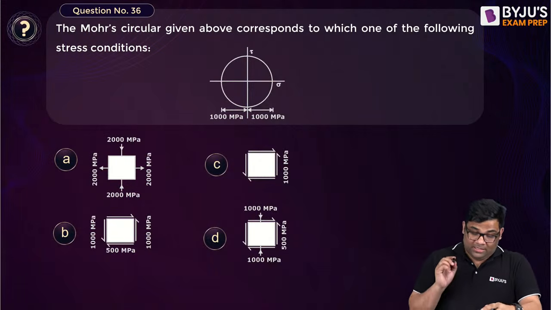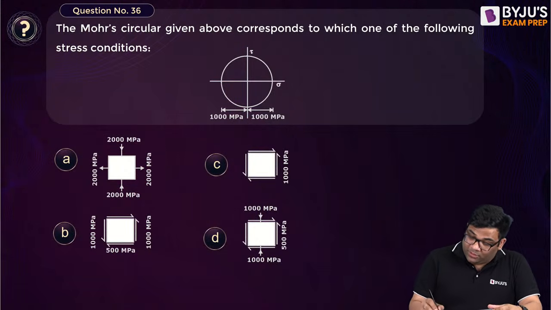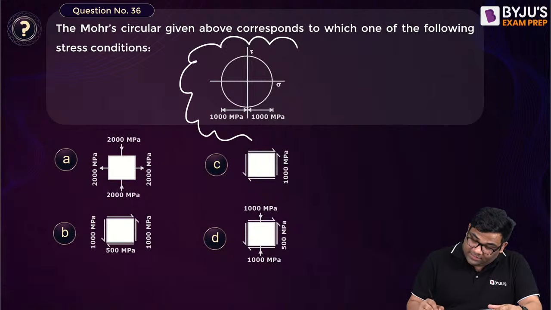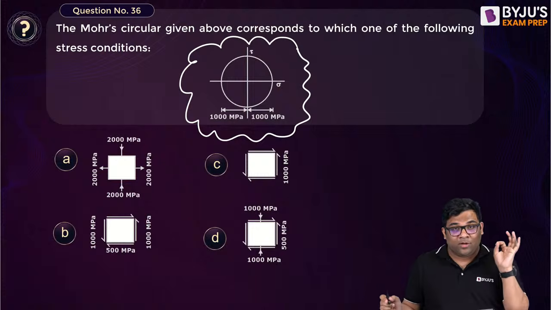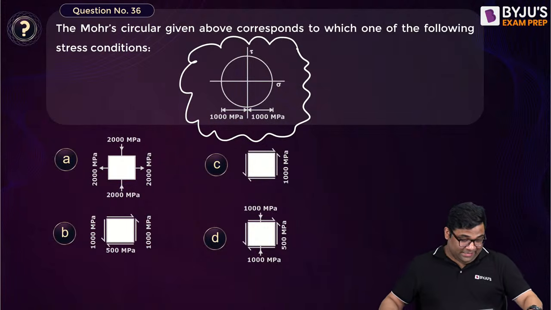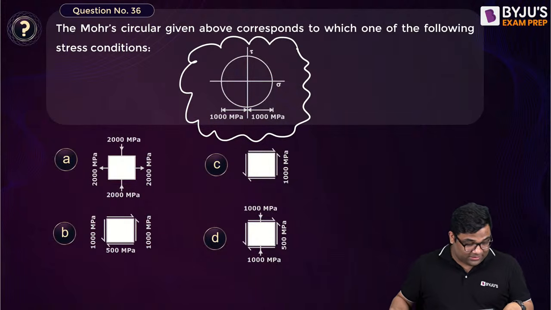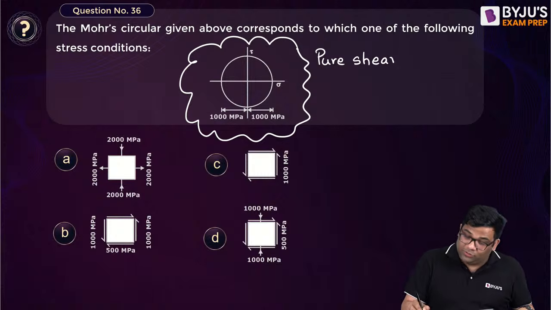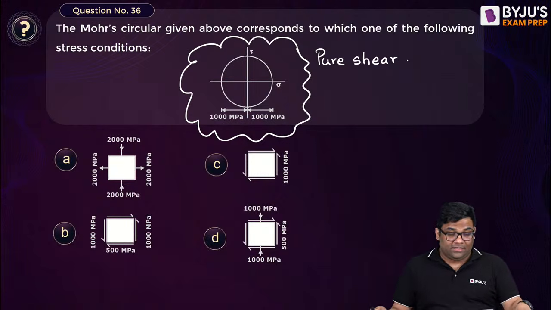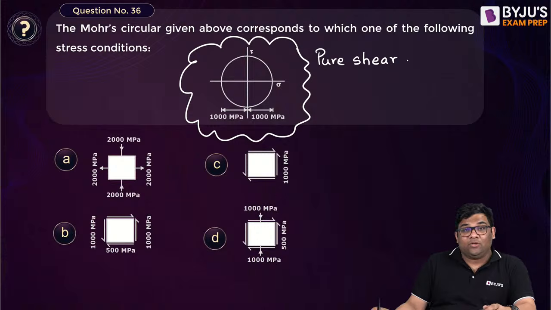Tell me, the Mohr circle given corresponds to which one of the following stress conditions? I am not able to see the answers coming fast. You have all become lazy, or you are not studying. Many people, I think, are not studying at all. Why am I not getting the answers? What is the answer to this question? It is pure shear, but answer the question. Which option? What is the right answer to this?